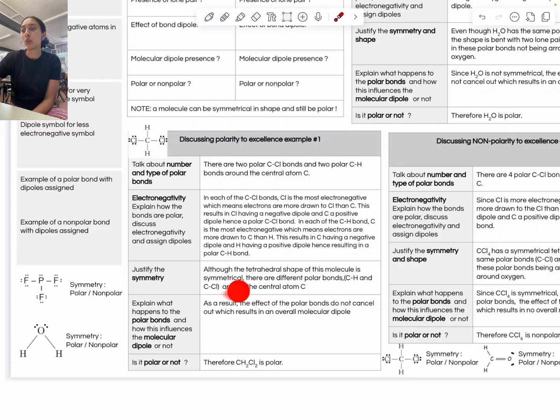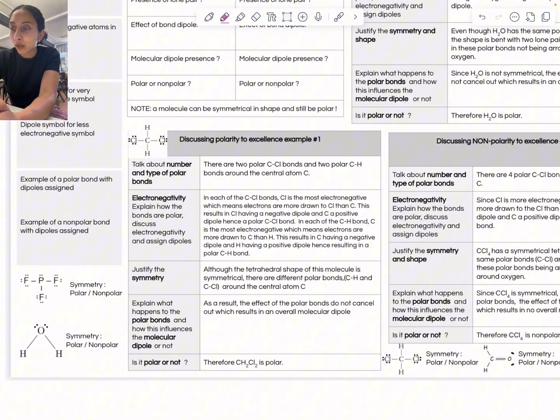So I'm saying that although the shape of this molecule is tetrahedral, which is symmetrical, it is still a polar molecule because of the different atoms around the central atom, okay? So what I've written here is that although the tetrahedral shape of this molecule is symmetrical, there are different polar bonds, and I've specified that again, around the central atom. As a result of that, the effect of the polar bonds do not cancel out, which results in an overall molecular dipole. Okay, and what do I mean by the fact that these polar bonds do not cancel out?